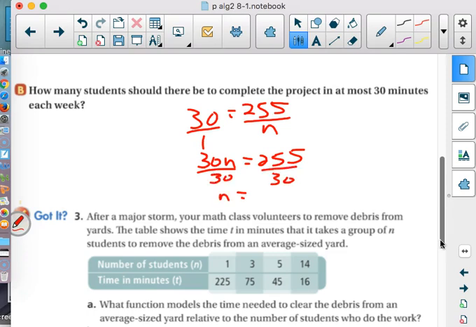So 255 divided by 30. Boy, you can't get 8.5 people to go. You do have to get 9, because remember, they want it out of there at 30 minutes. So our calculator tells us 8.5, but this is people, and if they want to be out of there in 30 minutes, they better get 9 people. Isn't going to happen if they go down to 8.